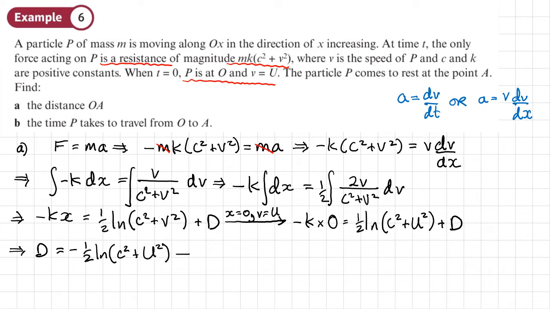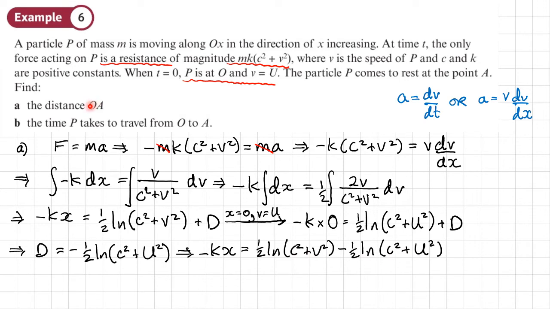Then my full expression here, now replacing d with what I've worked out, is negative kx is equal to a half natural log (c squared plus v squared) minus a half natural log (c squared plus big U squared). So now I can use this expression to find the distance OA.